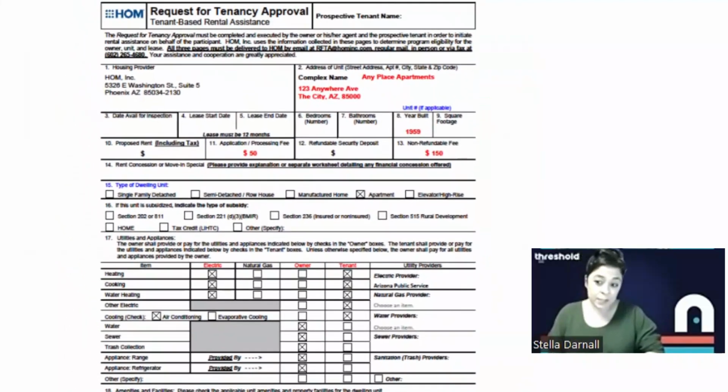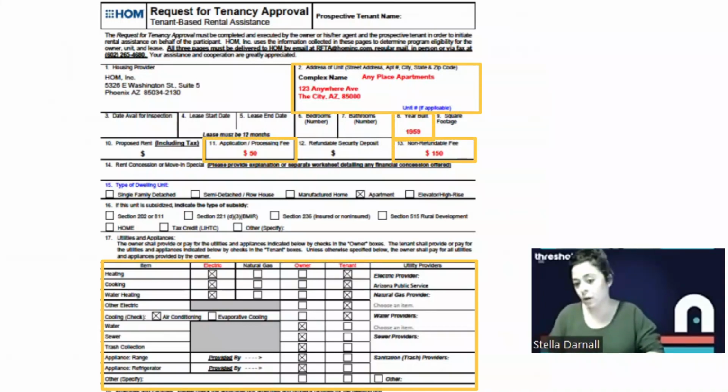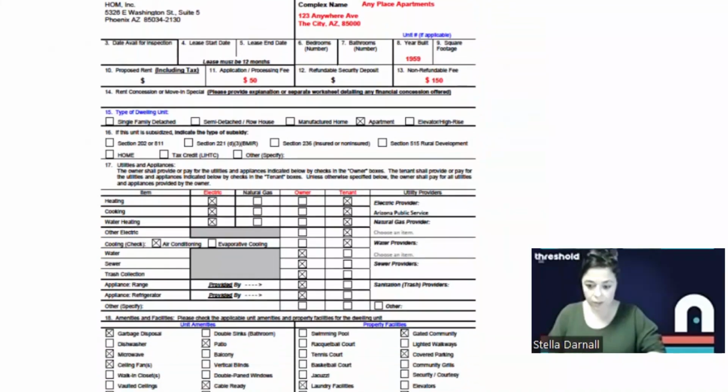So anything that's in red, just to make things a little bit easier for our landlords, is something that you can pre-fill. If you've got multiple units at the location, you can go ahead and pre-fill this out so you're not constantly filling out the same thing over and over again. It just makes the process a little bit easier.